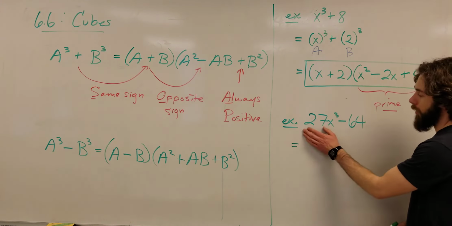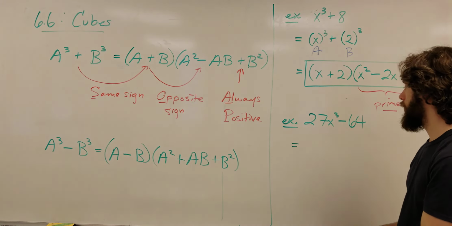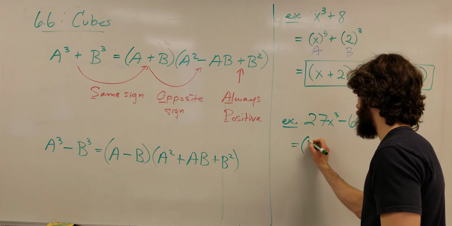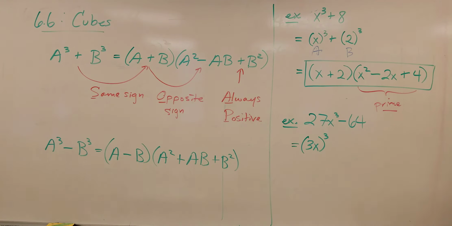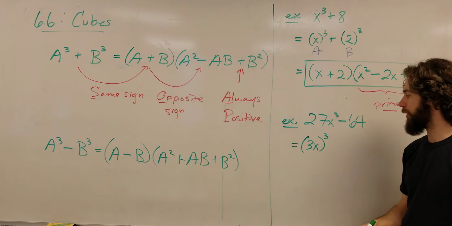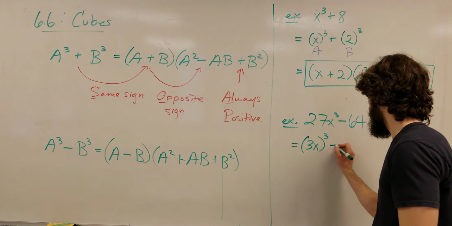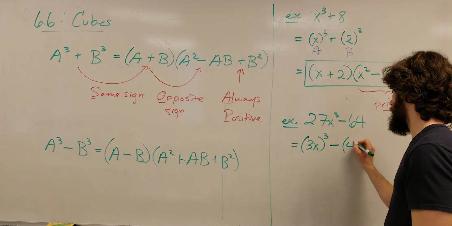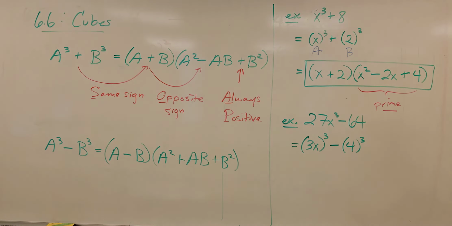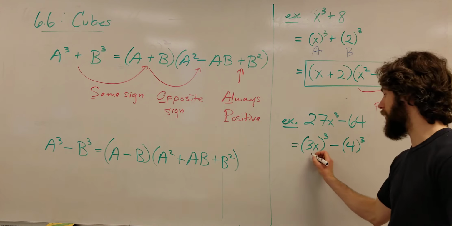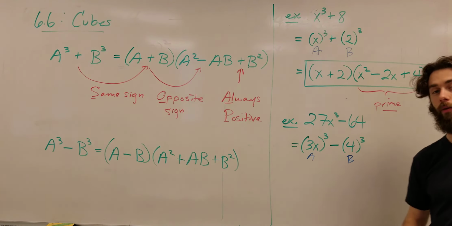So notice, 27 is what we get if we cube 3. So we could say that our first term is 3x quantity cubed. And then 64 is what we would get if we cubed 4. So we have 4 cubed for that term. So it's looking like our a is going to be the 3x, our b is the 4.